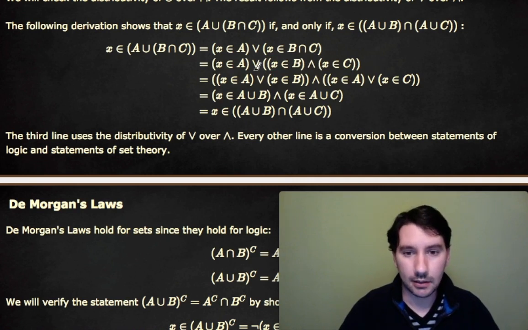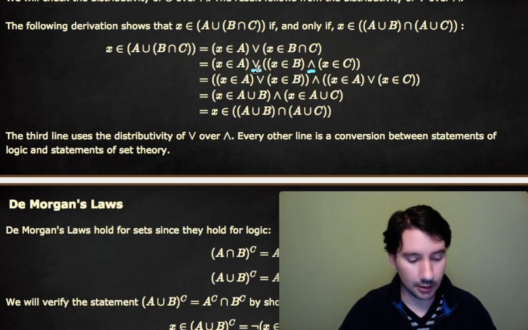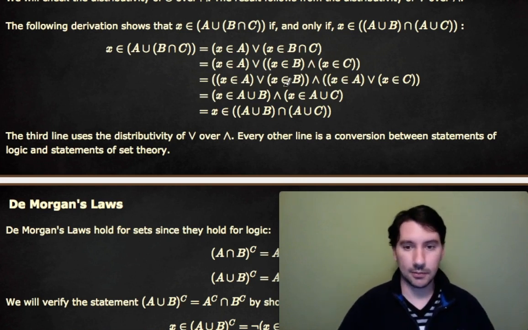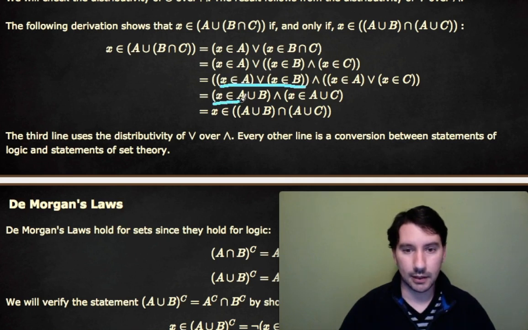And then here, the or distributes over the and. So to say that X is in A or X is in B and X is in C is to say that X is in A or X is in B, and X is in A or X is in C. Then we just reverse the steps back into statements of set theory. So to say X is in A or X is in B is to say X is in A union B. And to say X is in A or X is in C is to say X is in A union C.